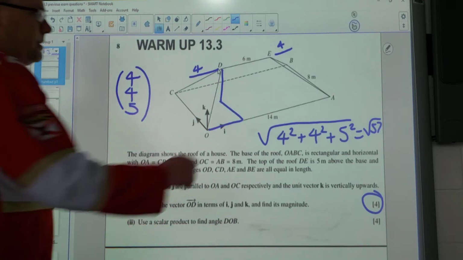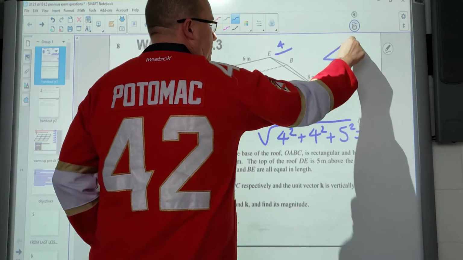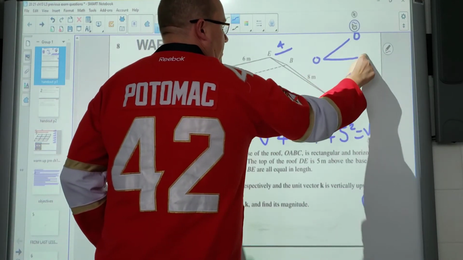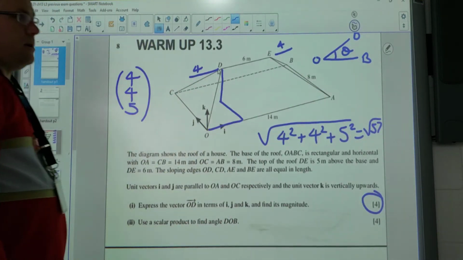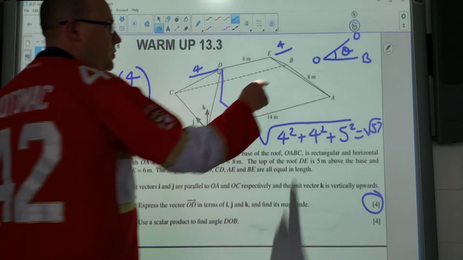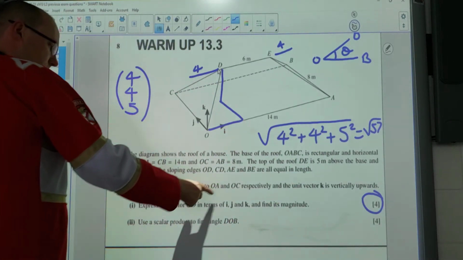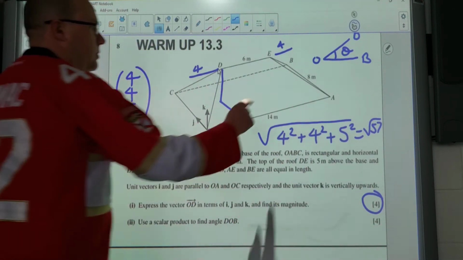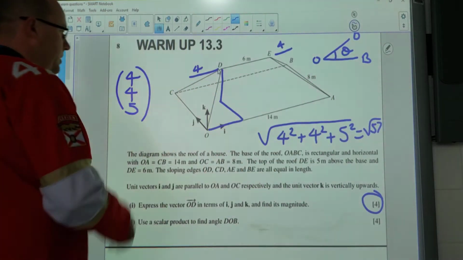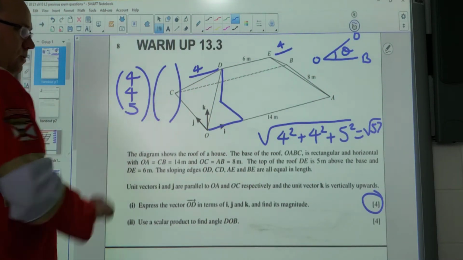On questions like this, I always like to draw myself a little picture first. It doesn't need to be particularly accurate. DOB, so I'm trying to find this angle in here. To do that, what I need to know is OD, which is what I've just worked out, which is obviously why this is part 1 of the question, but I also need to work out what OB is. So that's my next thing to work on.